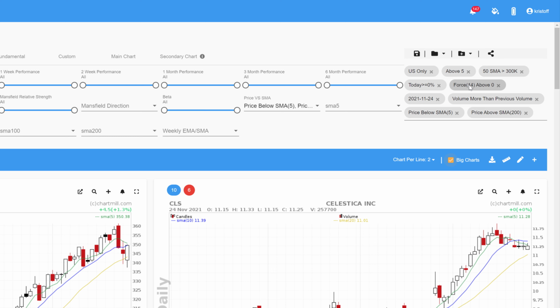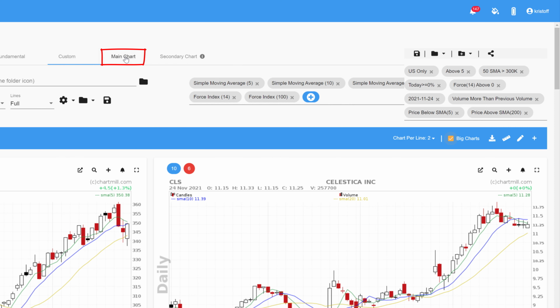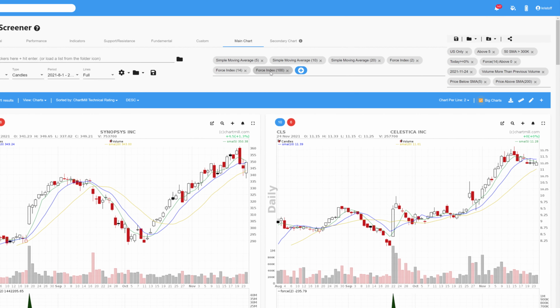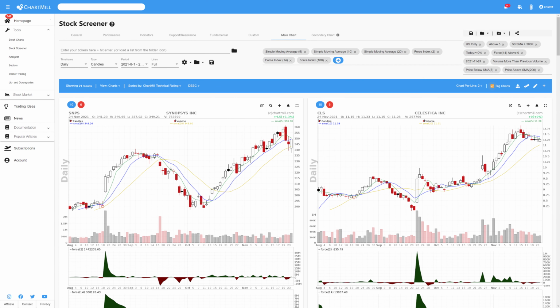So next we are going to add the Force Index indicator 3 times to the chart. One time the Force Index 100, Force Index 14 and to finalize the Force Index 2. I have also added the 5, the 10 and the 20-day simple moving average on the chart, so the chart should now look like this.